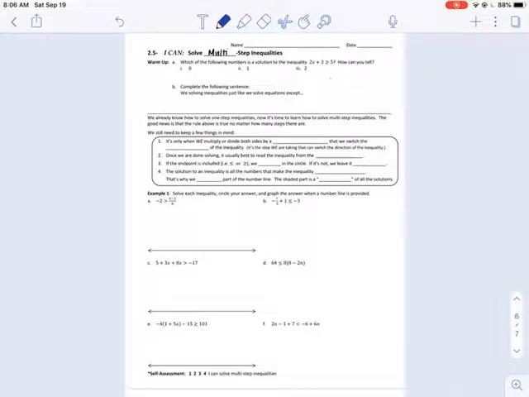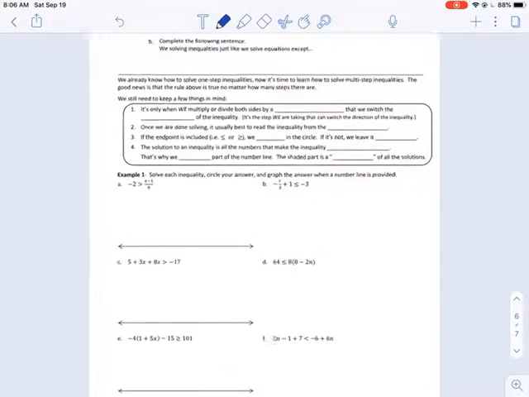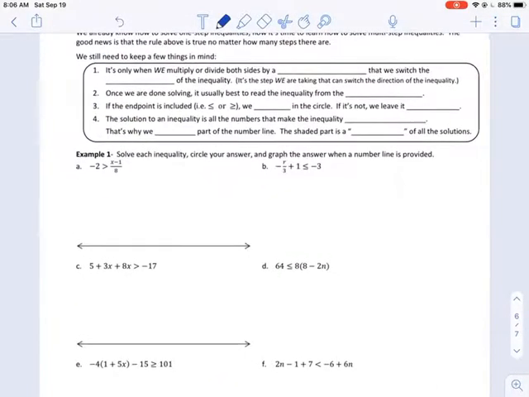Hi, today we're going to learn how to solve multi-step inequalities. We've already solved one-step inequalities and multi-step equations, so today is just a little bit of adjustment. Here are a few things that we need to keep in mind.